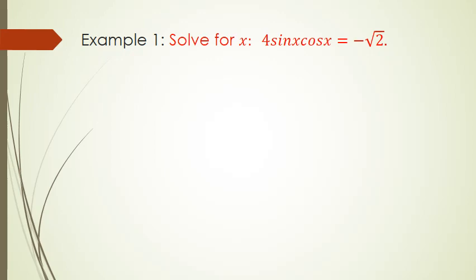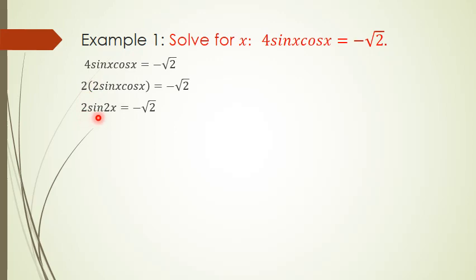Example number 1. Solve for x. 4 sine x cos x equal to minus the square root of 2. We observe here that sine x cos x suggests that we may be able to use the double angle formula for sine x. The challenge here is the 4. We need a 2 here. So we must split this 4 into 2 times 2. So that's 2 multiplied by 2 sine x cos x. Then this can be replaced by sine 2x.